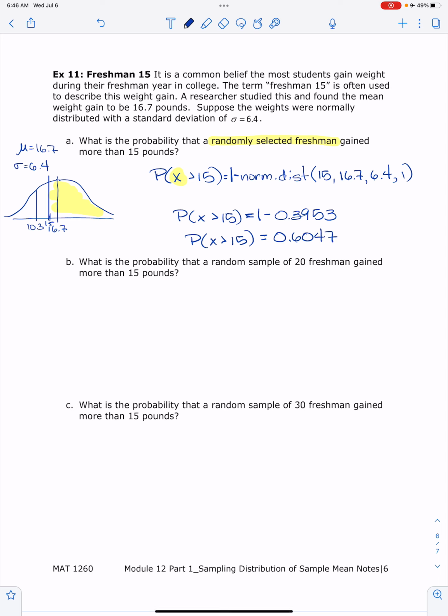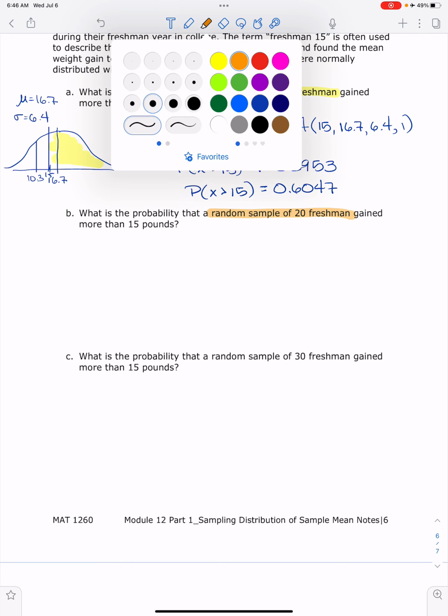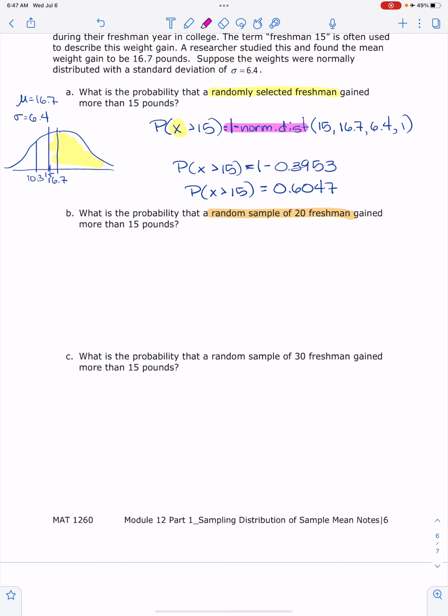B, the probability that a random sample of 20 freshmen gained more than 15 pounds. So our population standard deviation is still, population mean is still 16.7. Our sampling error, 6.4 divided by the square root of 20, I get 1.4311.